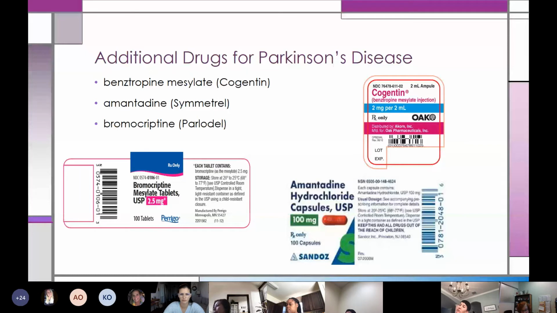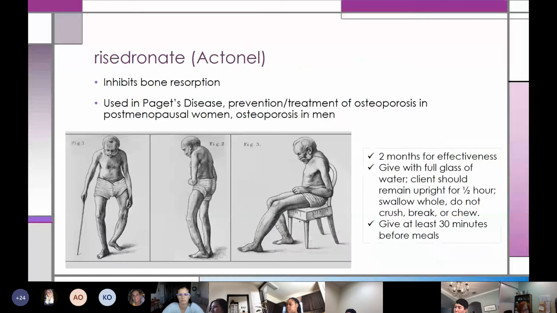And the patient should stay upright for at least a half an hour because this can cause a lot of distress in the esophagus area and cause lesions. Okay, and again, we don't break it or chew it or anything like that as well. All right, basically on an empty stomach. Okay, but it can be kind of discomforting in the esophagus.